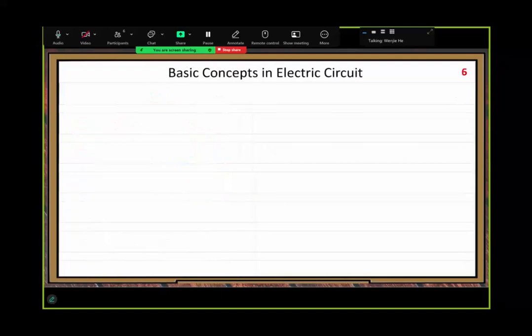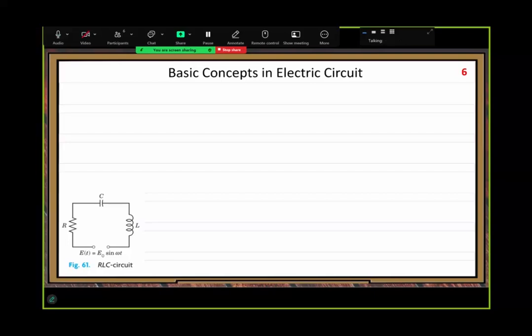All right, so this slide. Next, basic concepts in electric circuit. After that, we need to understand the typical objects we use in electric circuits. Look at a typical diagram of an electric circuit. In our diagram, we use symbols to represent different devices. Those symbols are standard symbols. Everyone must use the same symbols for communication.